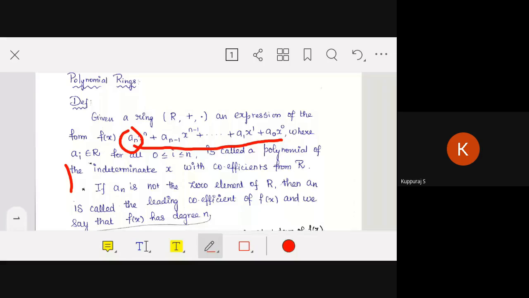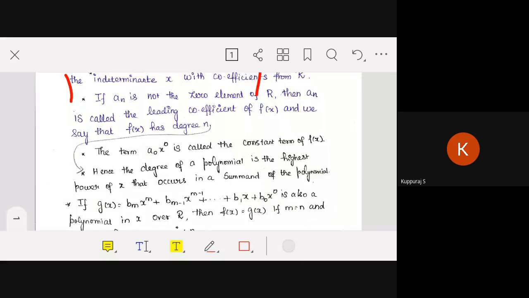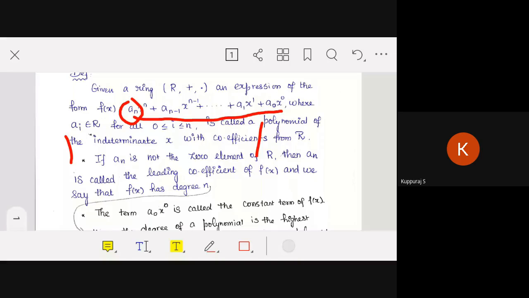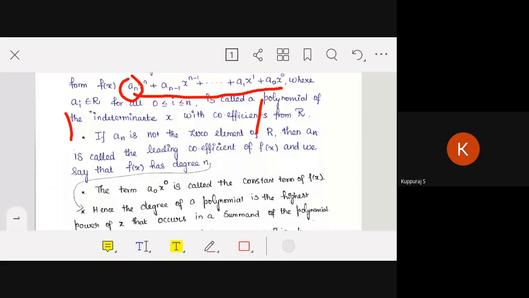Surely if it is not equal to 0, then it is called the leading coefficient. Next, the last term, the term a0 x power 0, is called the constant term. So x power 0 is 1 and only a0 is available. So it is called the constant term. a0 x power 0 is called the constant term.